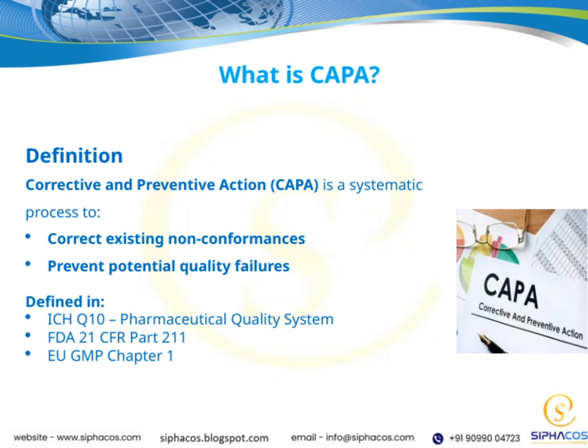You'll find CAPA defined across several important regulatory frameworks. For example, in ICH Q10, which is our pharmaceutical quality system guideline, CAPA is a core component. The FDA's 21 CFR Part 211 also emphasizes its importance, as does the EU GMP Chapter 1. So, in summary, CAPA is about both fixing what's wrong and stopping issues from arising in the first place. It's a fundamental part of a robust quality management system, ensuring we deliver safe and effective products consistently.